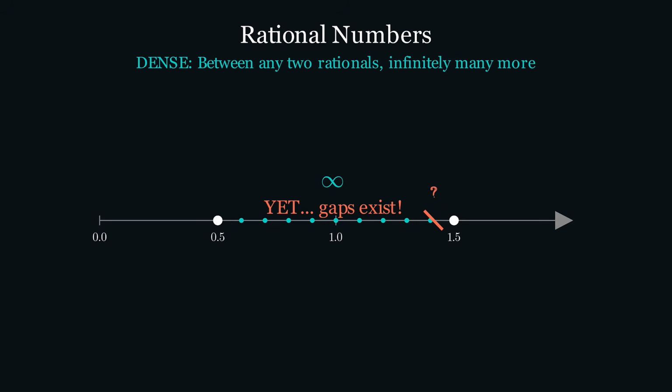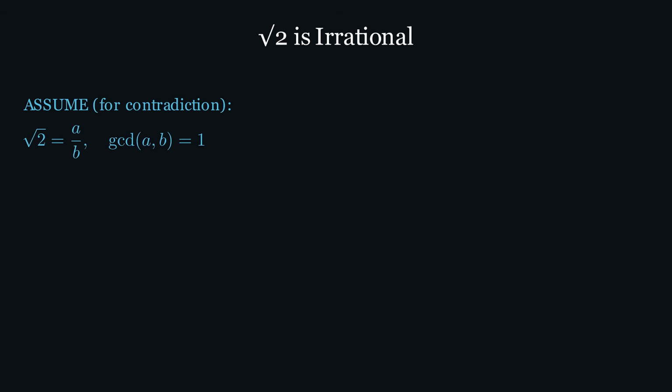Despite this density, the rationals contain gaps. Consider the equation x squared equals 2. No rational number satisfies this equation. Suppose the square root of 2 were rational. Then it could be written as a over b, where a and b share no common factors.